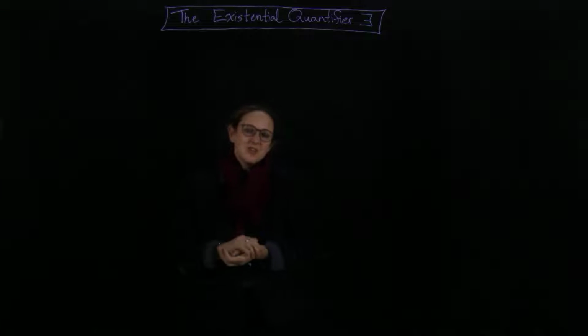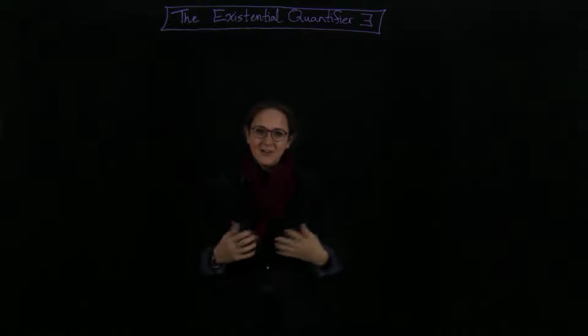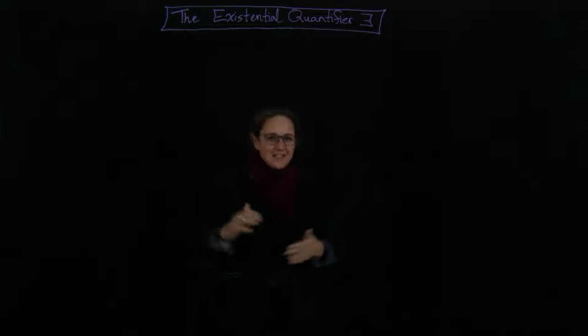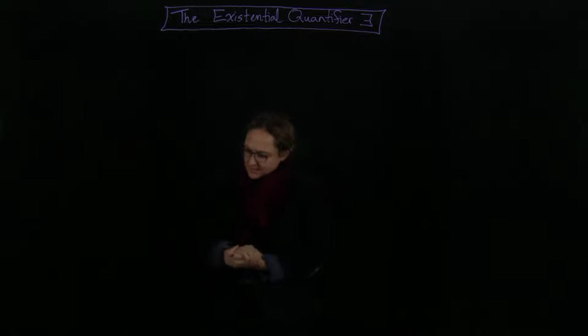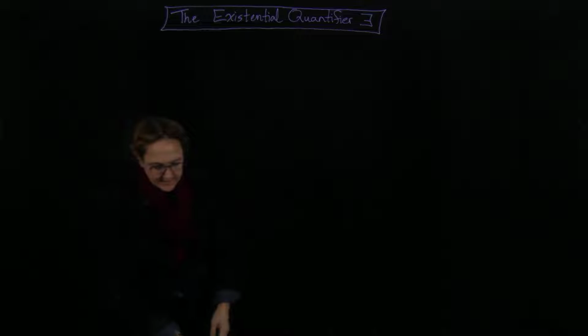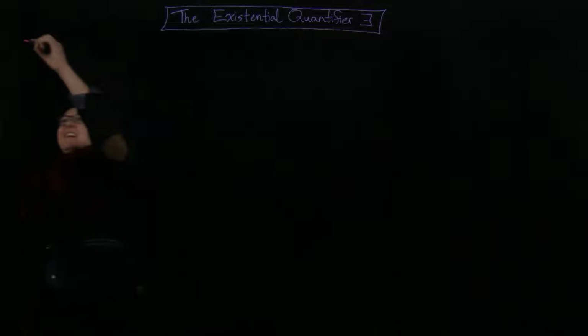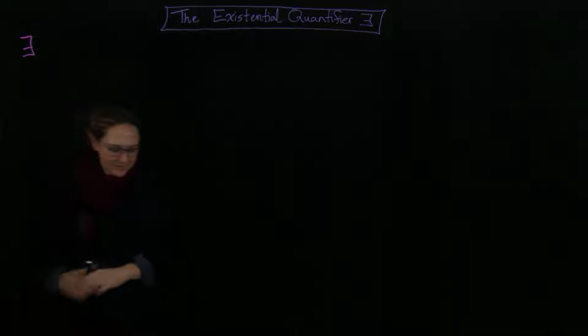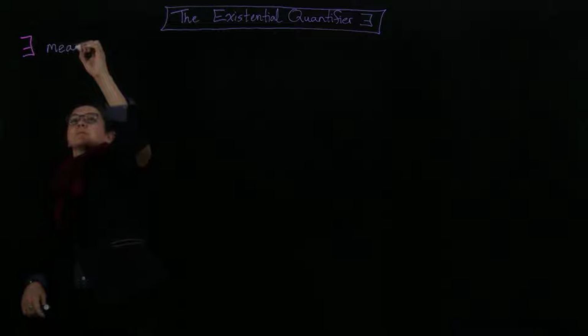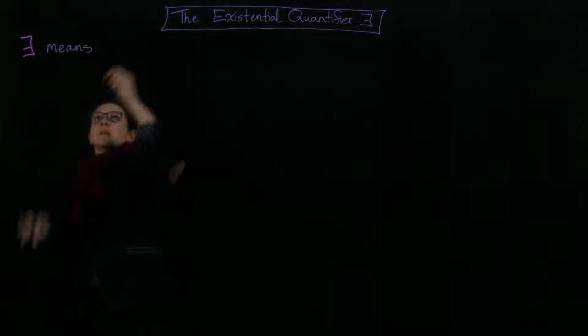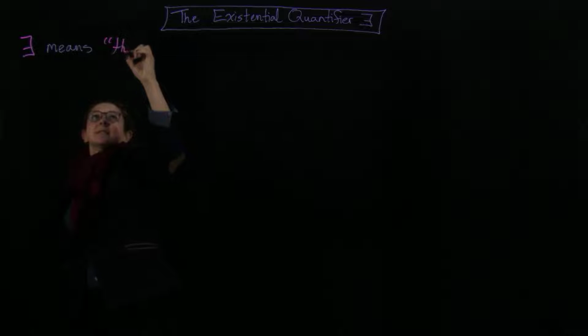Welcome. In this lecture, I want to go through the existential quantifier, which is like there exists, and some of the ways that this can show up and how you prove things. So this symbol here means there exists.